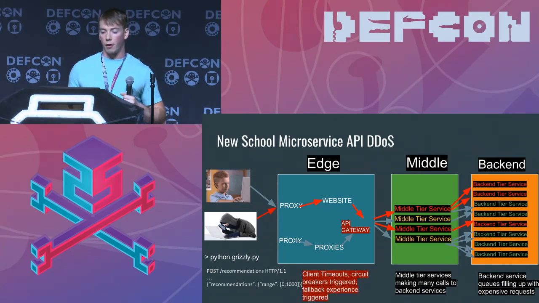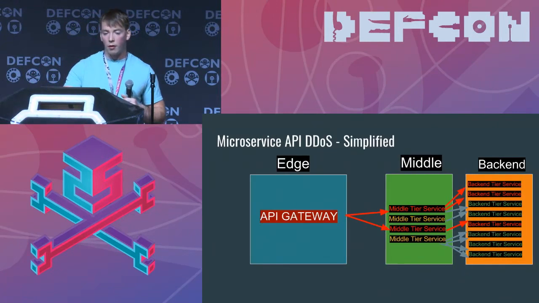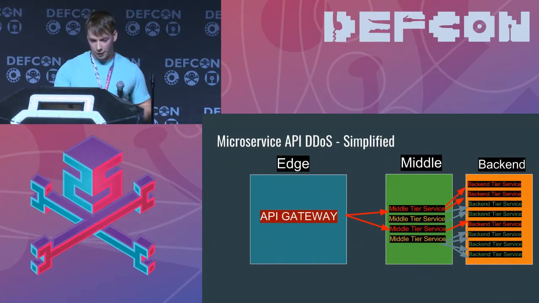The client timeouts start happening, circuit breakers might trigger, maybe some of the data comes back, maybe not all of it. Maybe a fallback experience is triggered, and a fallback experience you can think of as, hey, I don't know what to do, so I'm going to give you some data to work with. That way, your customers can still sort of browse the site. Cool. So let's dig a little bit more into that.